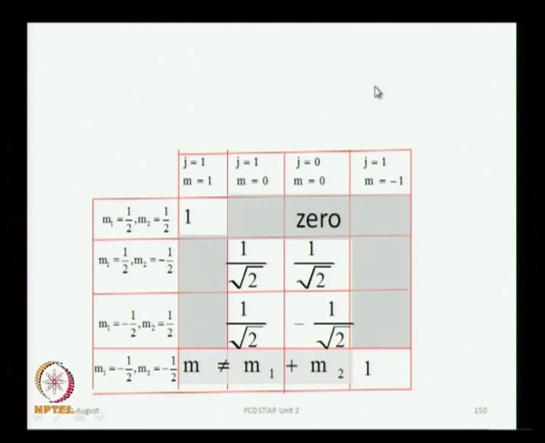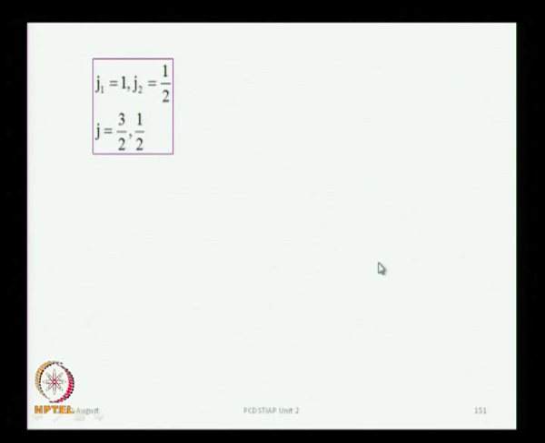In this particular case of combining j1 equal to half with j2 equal to half, the table turns out to be 1, then you have got 1 over root 2 in these 2 positions, and 1 over root 2 and minus 1 over root 2 over here, and then the zeros elsewhere; you have got 1 over here as we already illustrated. So, let me give you one more example so that the method sinks in.